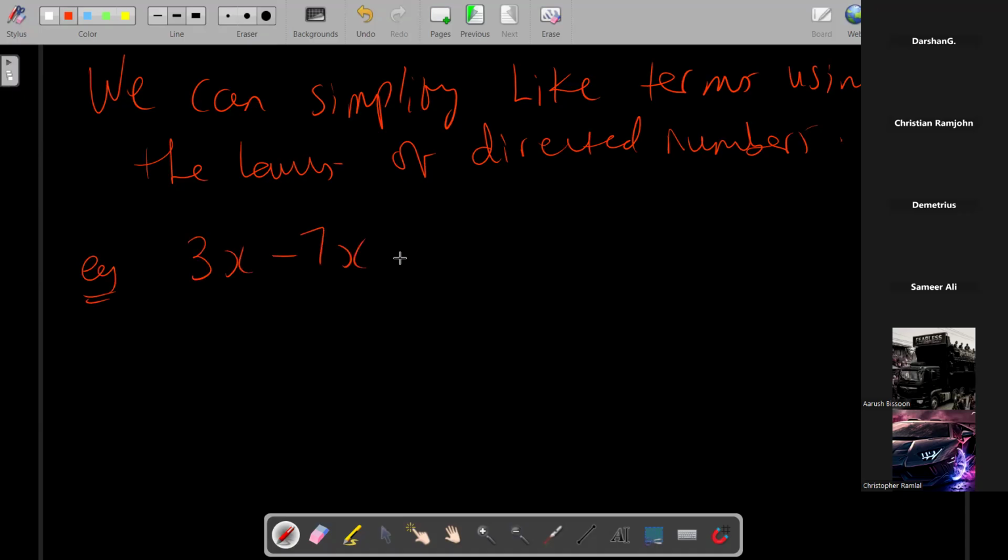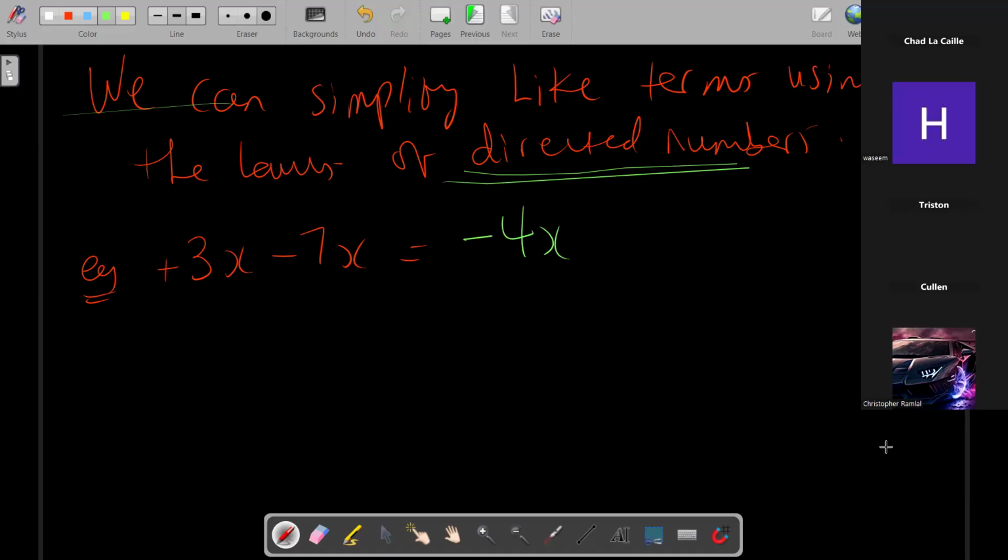3x minus 7x. Are these like terms here, Colin? They are like terms, sir. Can we simplify them using the laws of directed numbers? Yes, we can simplify them because they are like terms. So you're going to apply the different signs law here. Subtract and keep the sign of the bigger one. 7 take away 3 is 4, so the answer is negative 4x. You understand that, Colin? Yes, sir.